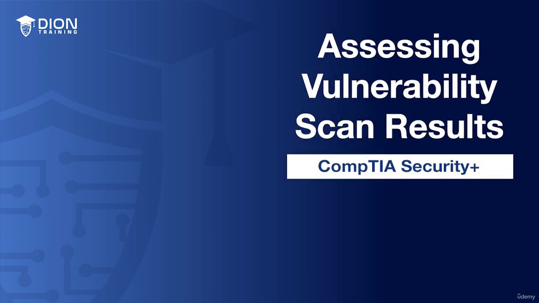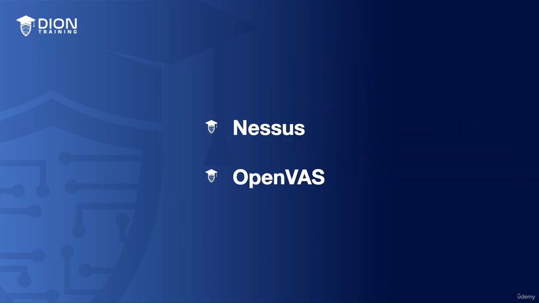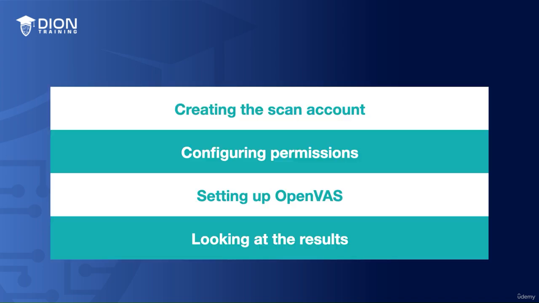In this lesson, I'm going to show you how to assess scan outputs. Instead of using Nessus, we're going to use OpenVAS to see how that one looks a little bit different. In this one, I'm going to go a little more in depth than I did last time, because I'm going to show you everything from creating the scan account, configuring its permissions, setting up OpenVAS, and then looking at the results that come from that scan. Let's jump into the environment and get started.